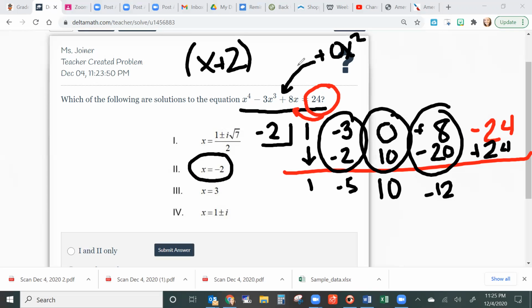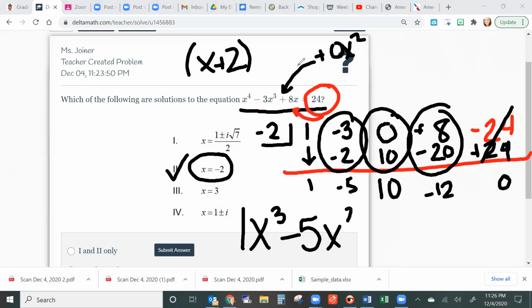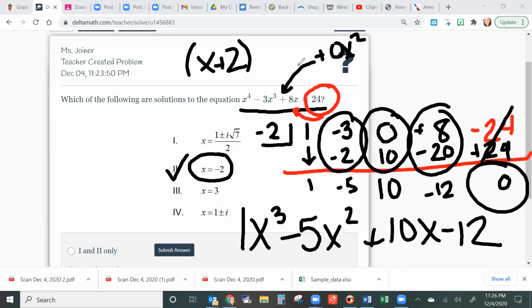And then, oh, look at that. Okay, your 24s are going to cross out. That means you have a remainder of 0. That means that, yes, this is a factor. Now, my remaining answer, if my original was an x to the 4, is going to start as an x to the 3. So 1x to the 3 minus 5x squared plus 10x minus 12. And then remember, because my remainder came out to be 0, that means I know this really was a real factor.